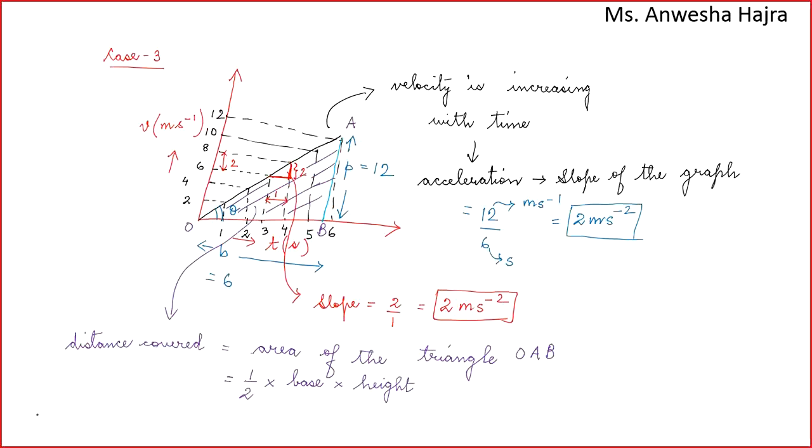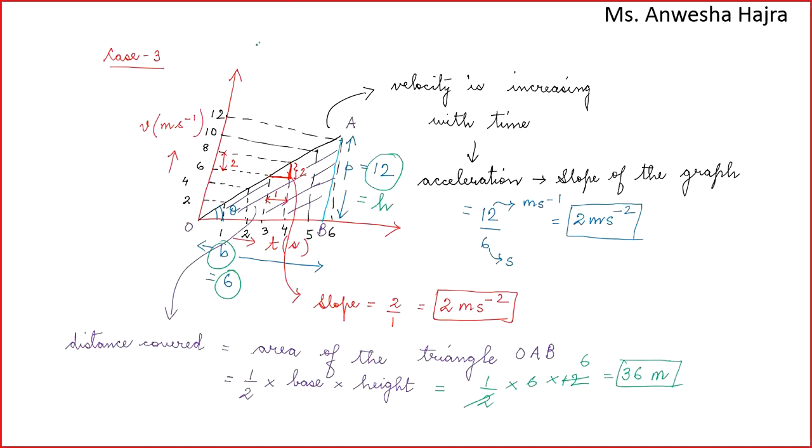Here it is a triangle. It won't always be a triangle; it can be any figure. Now this base is 6 and the height is 12. This is the height. So this will be half. Base is 6, height is 12. Half of 6 times 12 is 36. Distance covered by the body is 36 meters.